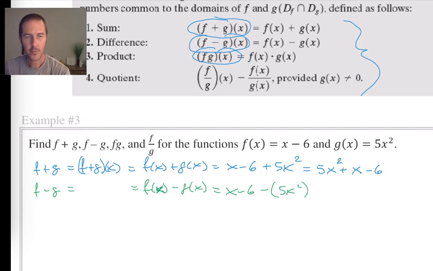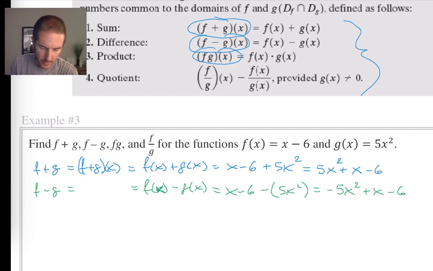I put the 5x squared in parentheses because if this were anything that had more than one term, we would need to distribute this minus sign to the inside of those parentheses. But as it is, there's only one term in here, so not a lot of distributing that needs to be done. I would, again, write these in a different order. I would put that minus 5x squared first, and then the positive x to the first power, and lastly the minus 6.